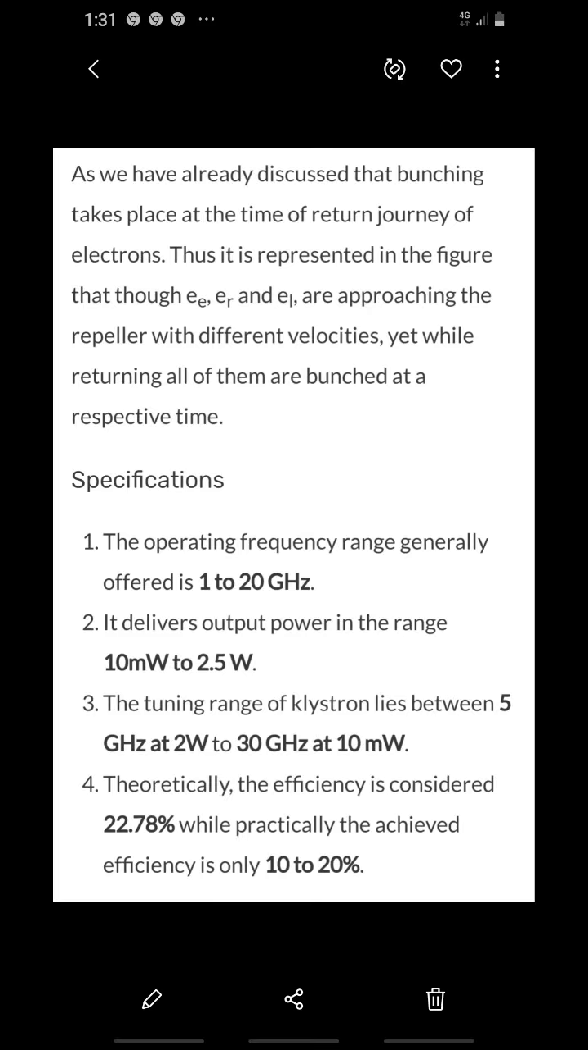The performance characteristics: frequency range 4 to 200 gigahertz, output power 1 milliwatt to 2.5 watts. Theoretical efficiency is 22.78%. Practical efficiency is 10 to 20%.